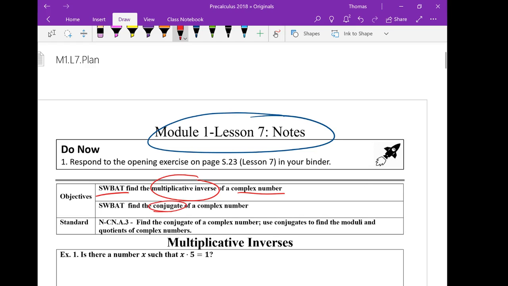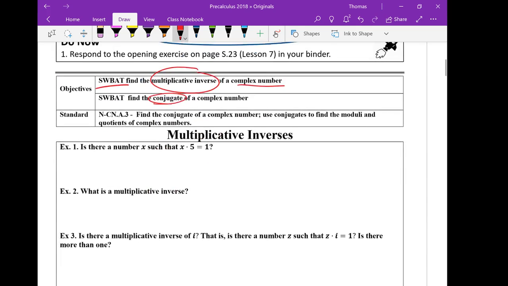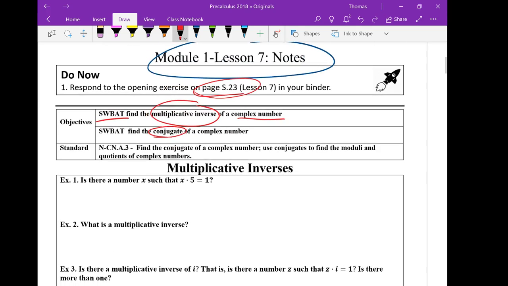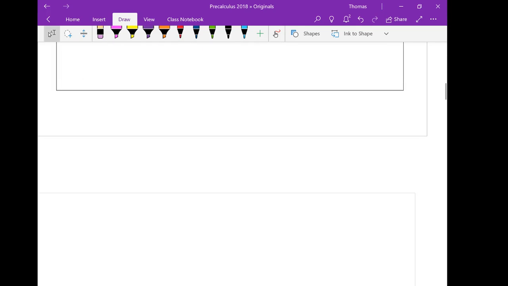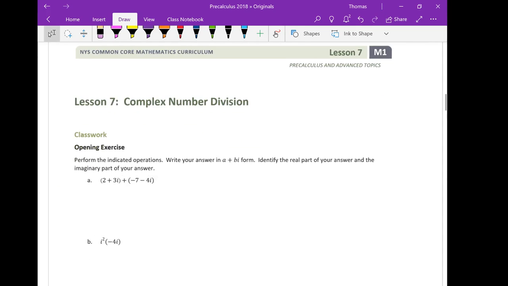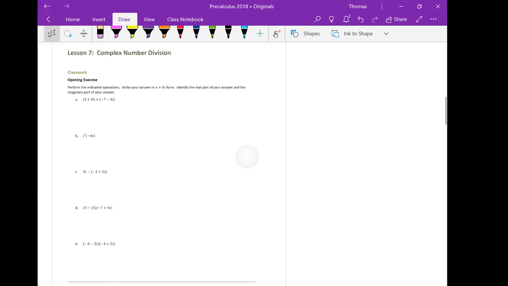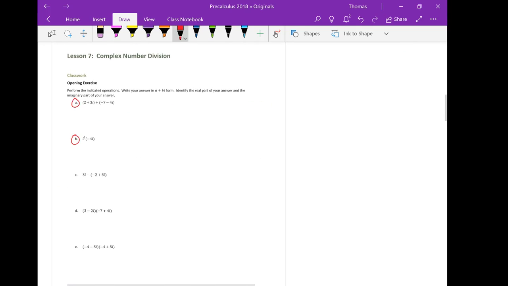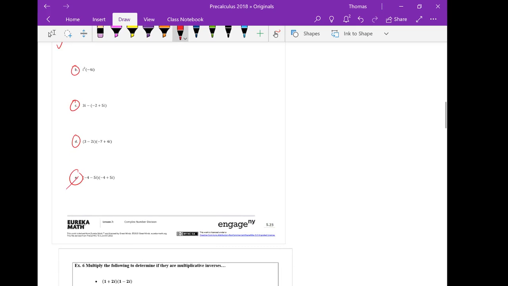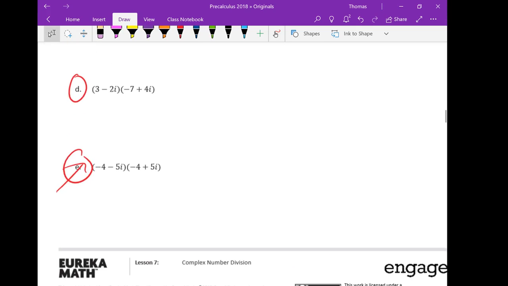But for a second, let's look at our do now. It says respond to opening exercise on S23 of your binder. So go down to that page. Basically these first 5 questions are just doing some arithmetic, which we've done before. So go ahead and do these out on your own. I'll check when I check your binders. I'll check to make sure that you tried these out. The one I want us to focus on though for today is question E, because we're going to be using some ideas from it throughout the lesson.